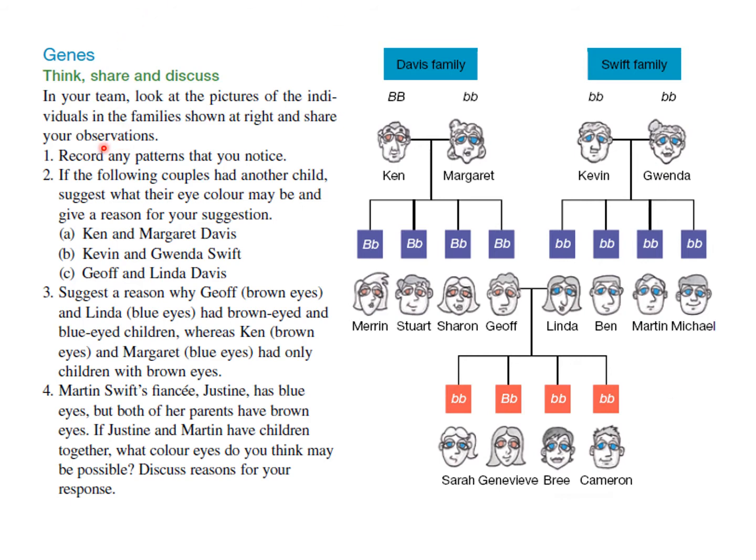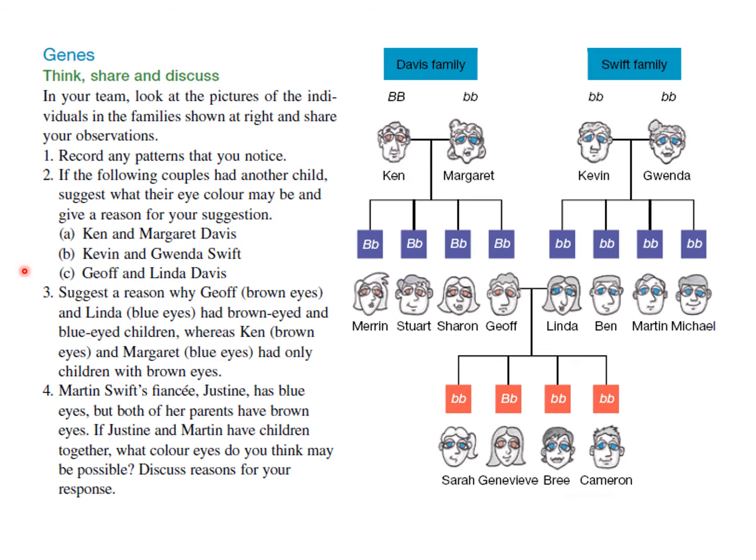Question 1 is asking you to record any patterns that you may notice through each of the generations represented in the family tree. Question 2 is asking if the following couples had another child, suggest what their eye color may be and give a reason for your suggestion. Looking at these 3 couples.